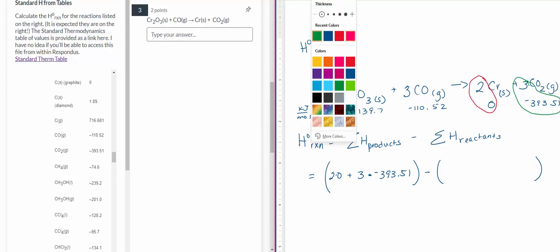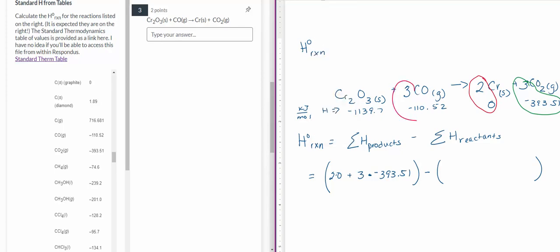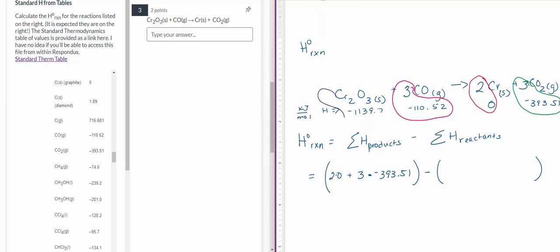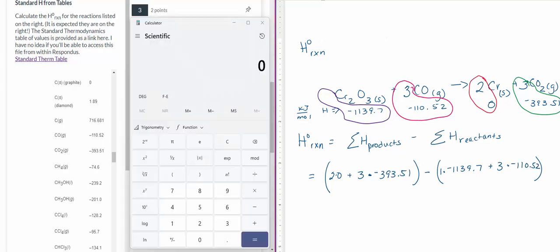What does that mean? That means I'm going to take 3 times negative 110.52, and let's use purple. Then I'm going to multiply that by, and then remember the absence of a number in a balanced chemical equation is a 1 and not a 0. So 1 times, don't drop the negative, 1139.7, and add to that 3 times negative 110.52. When performing this calculation in your calculator, I strongly recommend that you use parentheses.